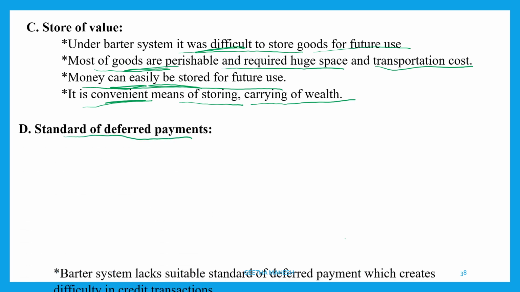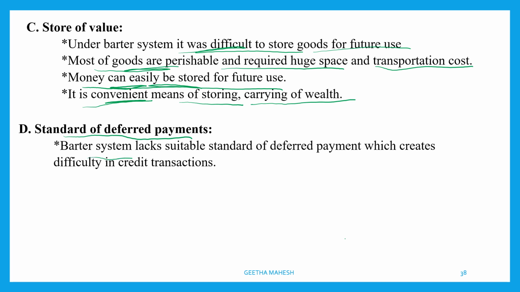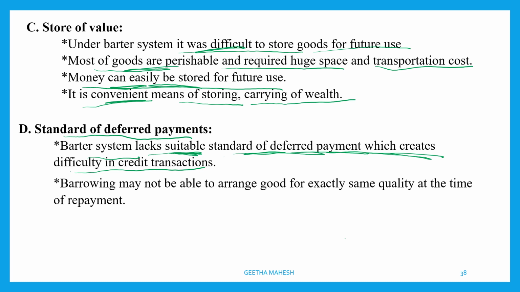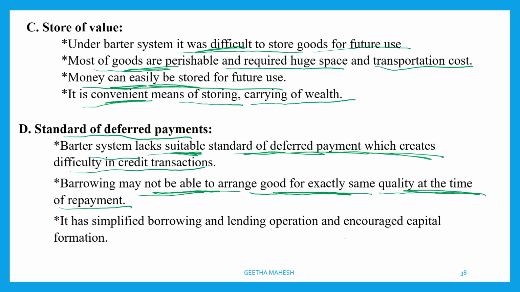Standard of deferred payments. The barter system lacks a suitable standard of deferred payments, which creates a difficulty in credit transactions. Borrowers may not be able to arrange goods of exactly the same quality at the time of repayment. Money has simplified borrowing and lending operations and encouraged capital formation.